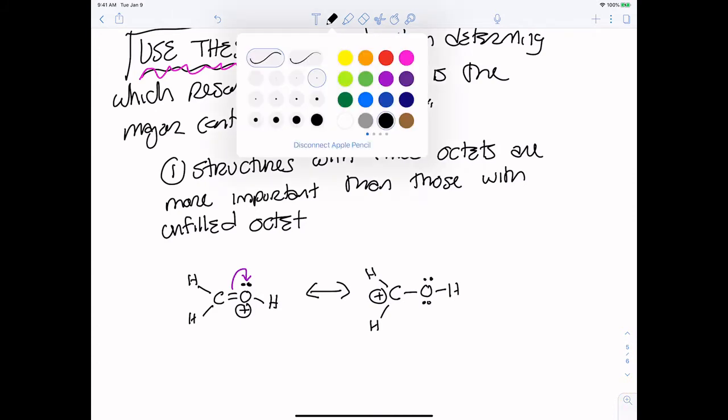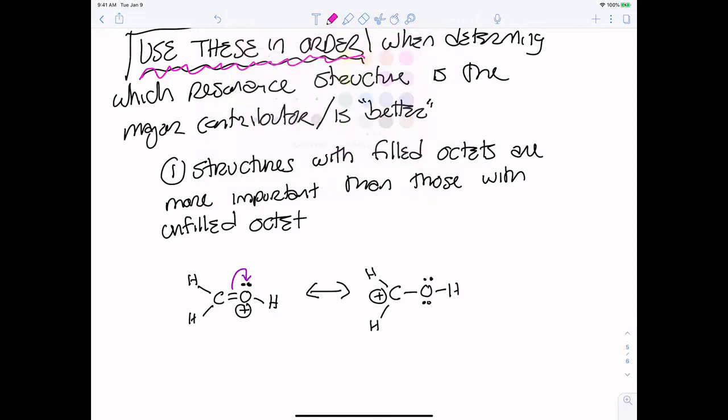And then if I was to ask which one is more important, which one's better, which one is the major contributor to the hybrid, we're going to pick this first one because everything is octet. If you look at carbon, it has 2, 4, 6, 8 electrons. Oxygen also has 8 electrons. If I look at the second one I drew, carbon here only has 6. So this one is all octet. This carbon, not octet. So this first one is my more important one. That's the one that's going to contribute more to the hybrid.